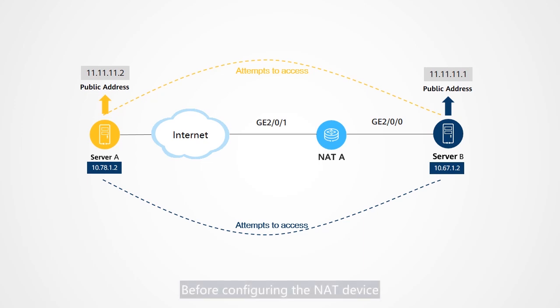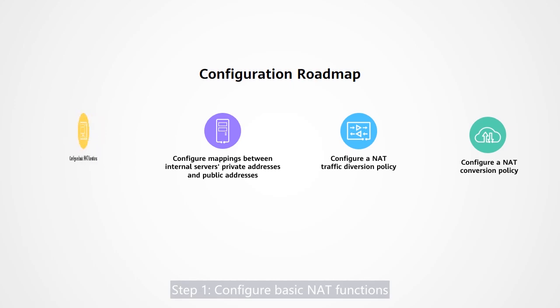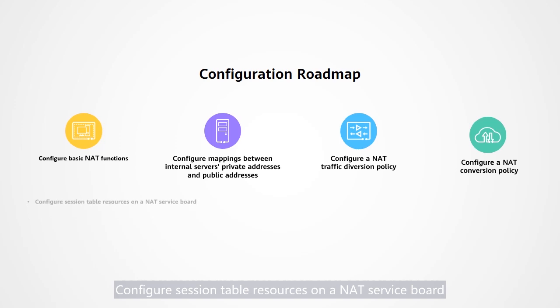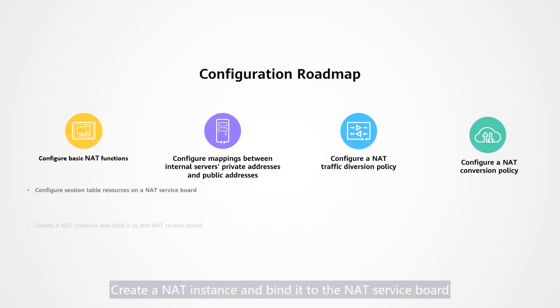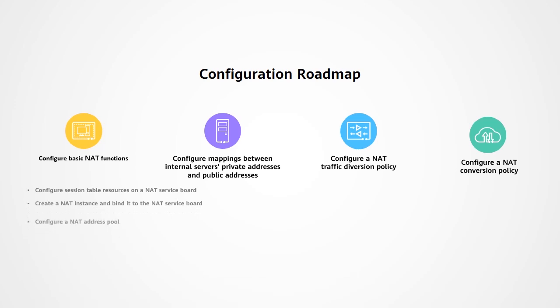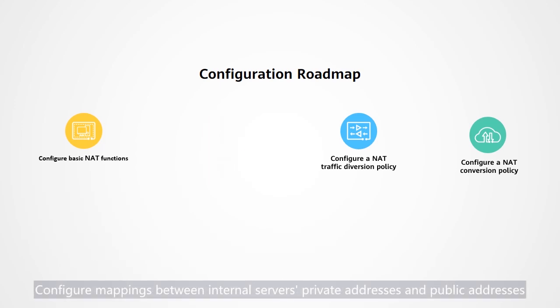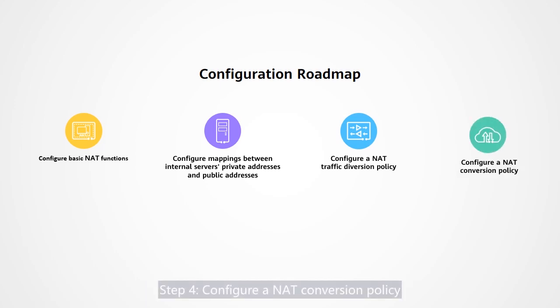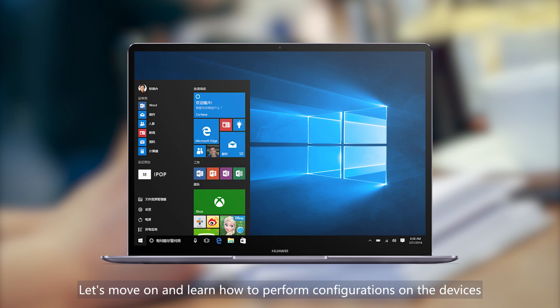Before configuring the NAT device, let's look at the configuration roadmap. Step 1. Configure basic NAT functions, specifically, configure session table resources on a NAT service board, create a NAT instance and bind it to the NAT service board, and configure a NAT address pool. Step 2. Configure mappings between internal servers' private addresses and public addresses. Step 3. Configure a NAT traffic diversion policy. Step 4. Configure a NAT conversion policy. Let's move on and learn how to perform configurations on the devices.